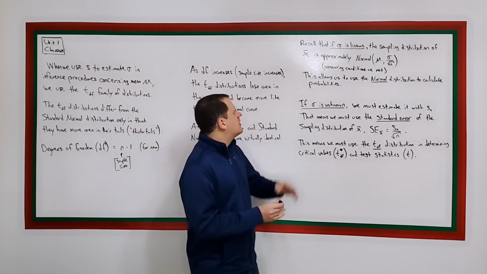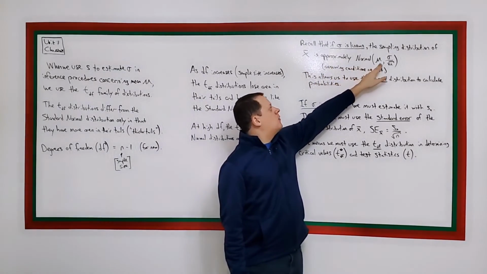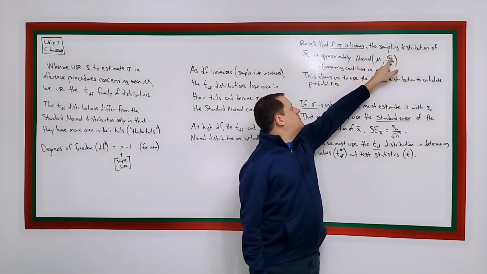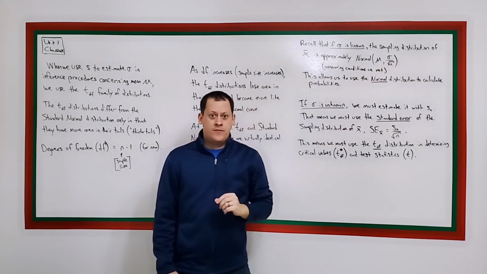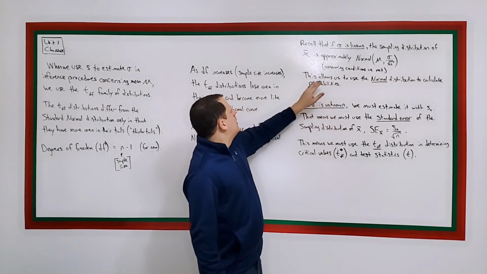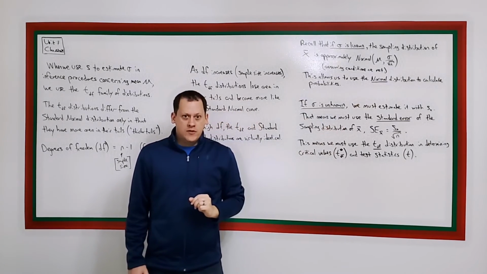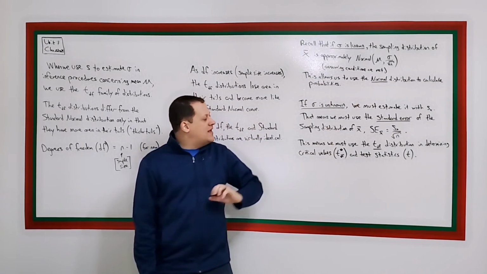If we know sigma, that sampling distribution of x bar is approximately normal in shape with a mean of mu and a standard deviation of sigma over the square root of n, right? Assuming that the conditions are met that we've checked. This allows us to use the normal distribution to calculate probabilities. So we did that back in the day.